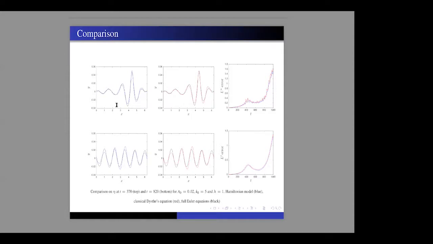Again, I'm comparing the Hamiltonian model in blue with the full order equations. And on the other side, that's the comparison for the classical Dysthe equation in red. And here, these are the corresponding errors in blue and red again. And again, I want to say that the Hamiltonian Dysthe equation tends to do a little better, but it's not that pronounced.